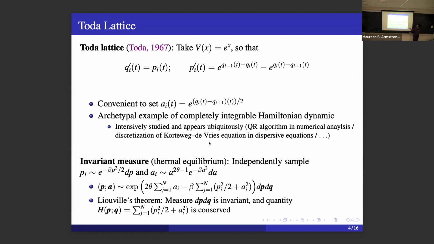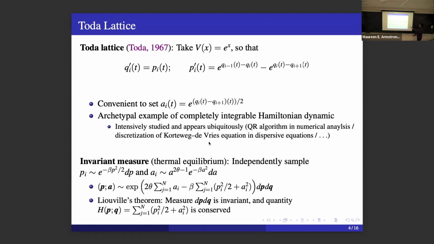Okay, there's a constant in front to make this a probability measure that I'm ignoring. And the a_i are distributed according to this so-called chi random variable. So I have a power of a, again, times the sort of Gaussian weight, da. So I'm just independently sampling the p's and the a's according to Gaussian and these chi random variables. And I remind you that a is this. A is basically the exponential of the difference between the q's.